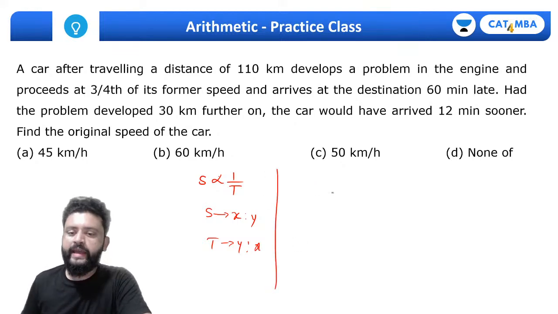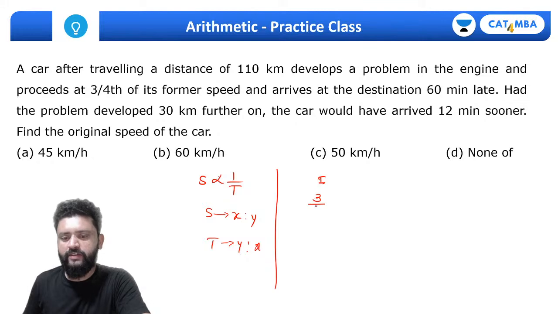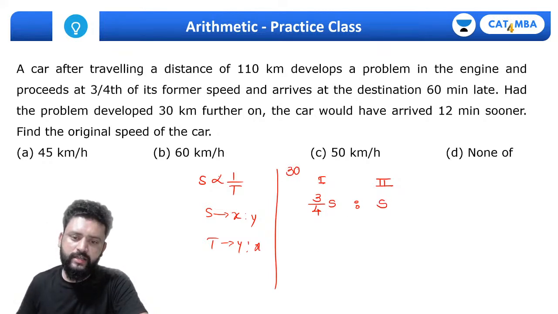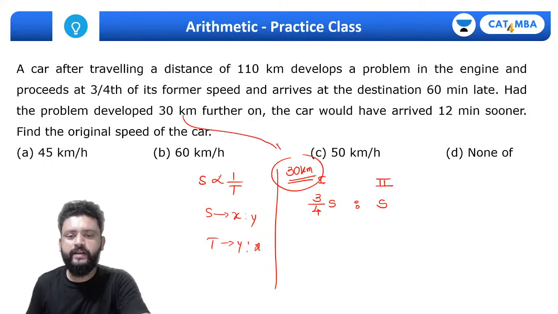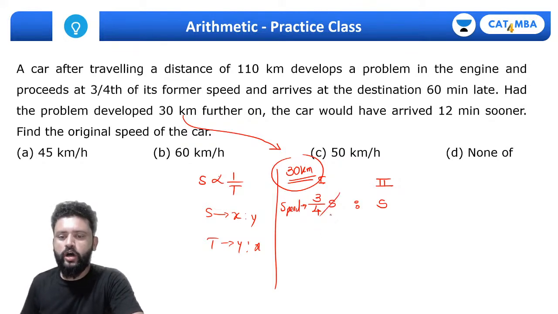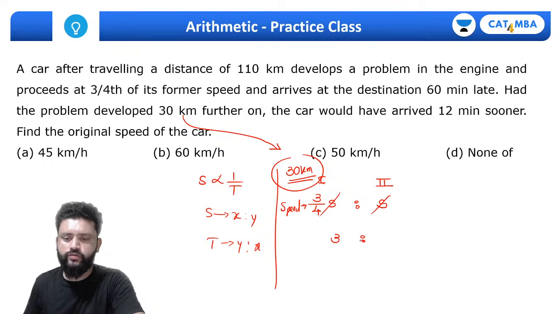Okay, so in the first case the speed is 3/4 of the original speed, and in the second case it is traveled with the original speed. I'm talking about just this 30 kilometer distance, this 30 kilometer difference. So the ratio of the speed is 3:4. So what should the ratio of time be?